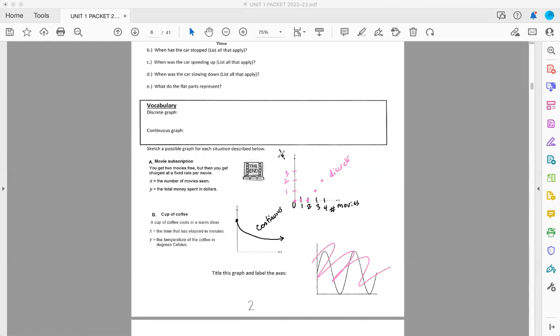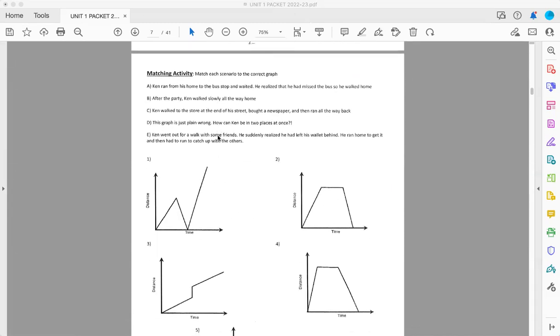Feel free to pause, go back, review, revisit the concept if you need to spend more time on it. Moving on to the next page, page 3, matching activity. We have 5 different scenarios with Ken, and it says match each scenario to the correct graph.